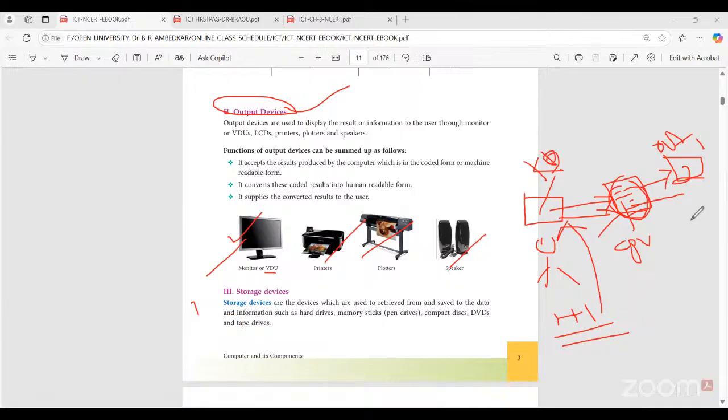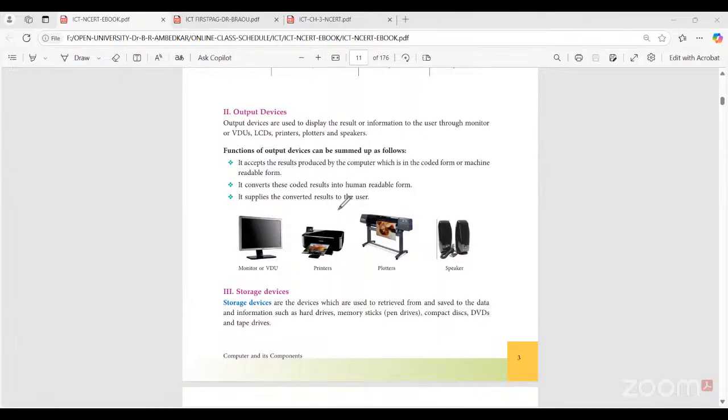I hope you understand this process. Anybody having any doubt? Yes, sir. Sorry. Sir, we understand. Yeah. This is the way output devices work, and you can list out so many output devices based on your interest.